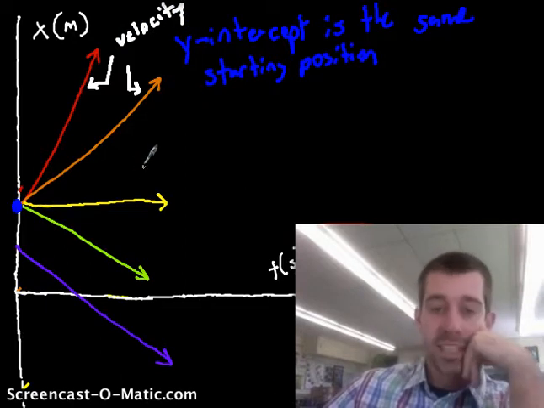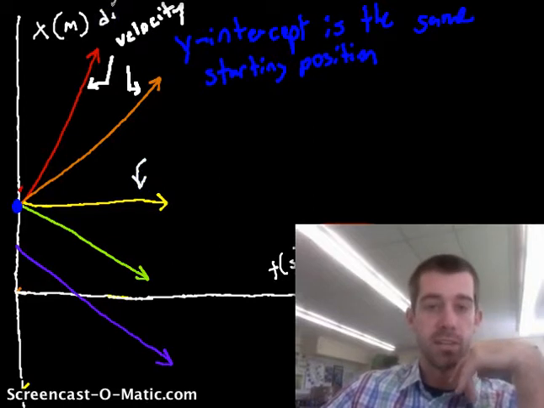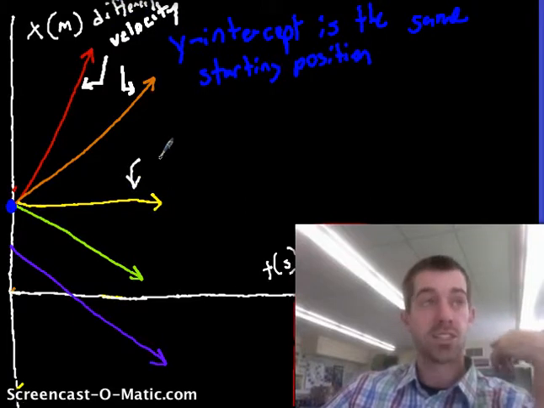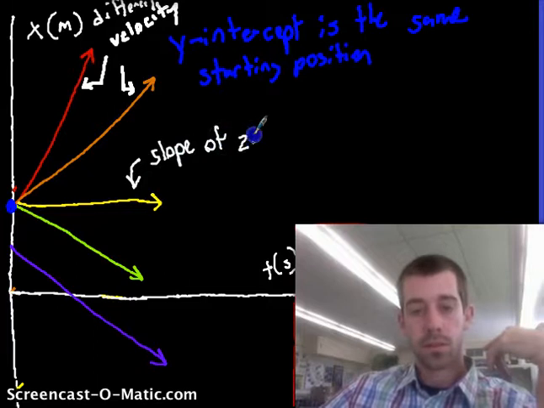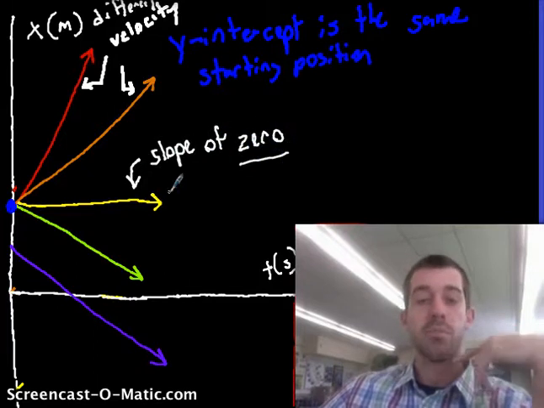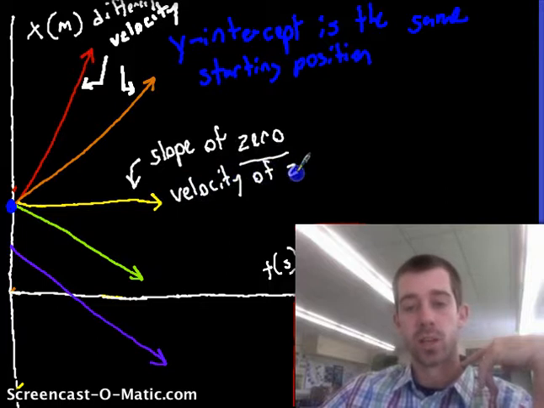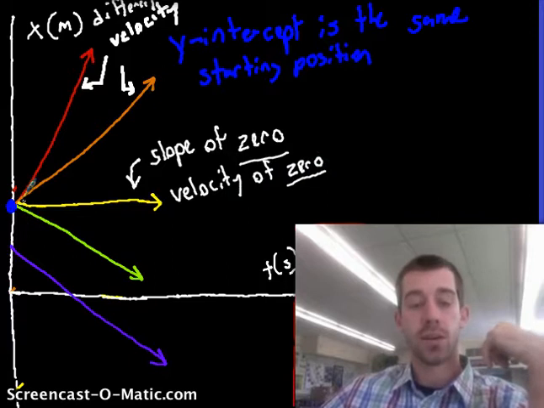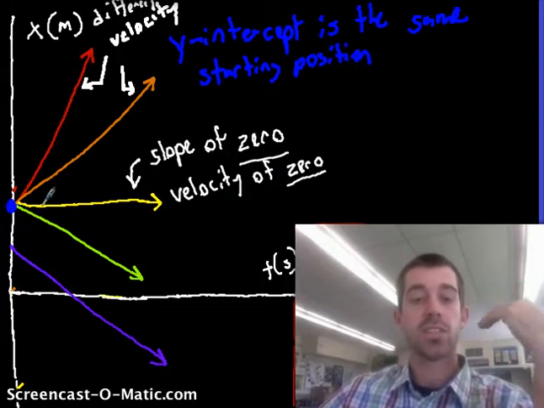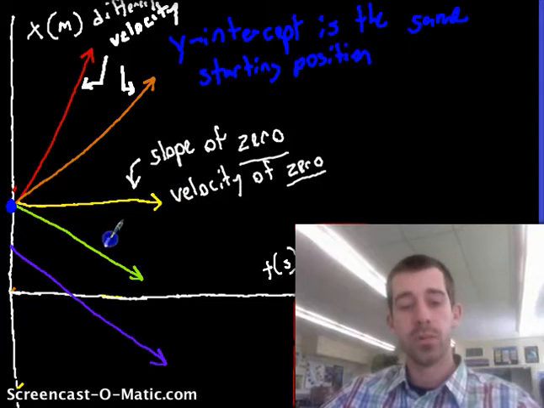Okay, let's look at the yellow one now. Think about what the yellow one's slope is. So these guys had different velocity. The yellow one has a slope of 0 because it's just horizontal. That means that it also has a velocity of 0. This is one of the ones that students get confused by the most. So this means that it starts at some positive position and it just stays there. Velocity is 0.